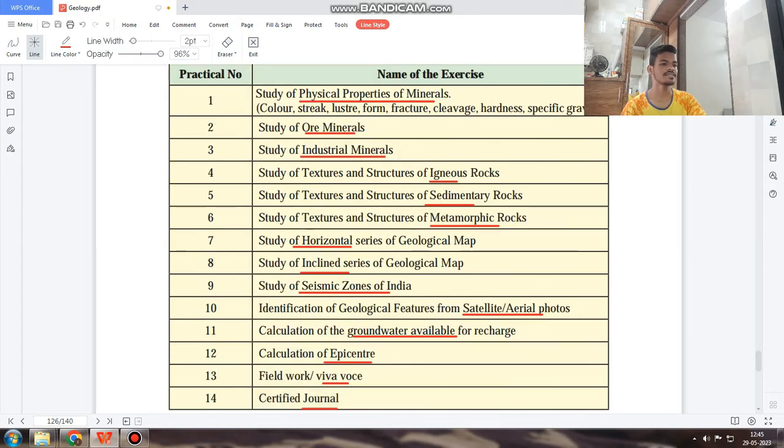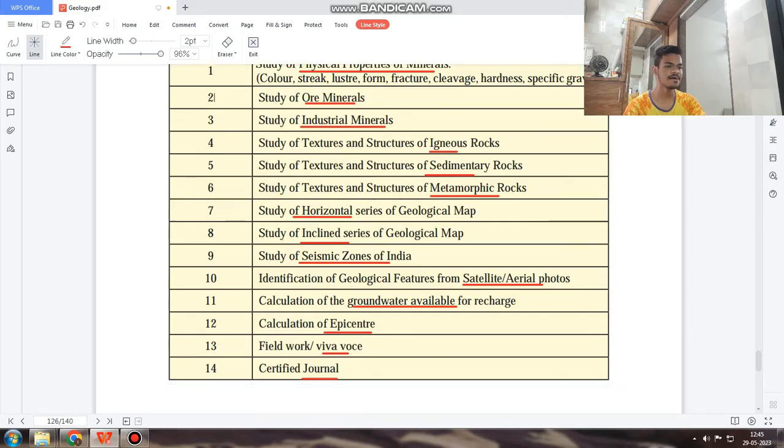The physical properties, I will give you a PDF maybe in the next video. Study of ore, all related to this, it's just learning. Study of horizontal series of maps, seismic zones of India. You will be given a map basically and you just mark the seismic zones. There are 5 seismic zones. Aerial photography, to identify the photograph and say something about it in 1 or 2 sentences.